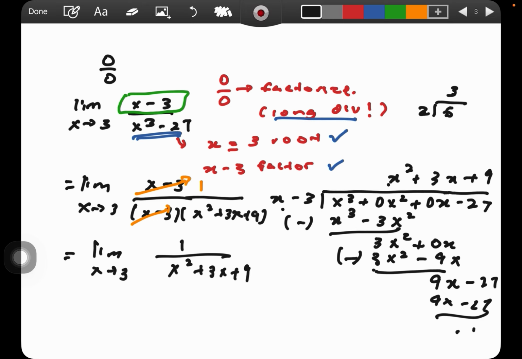So go and substitute 3. You must show this step, you know. So 3 square plus 3, then plus 9. This step must be shown. The moment you have substituted x, you don't need to write limit anymore. So that is going to be 1 over 27. So nice and easy, right? Okay, hope you enjoyed that.